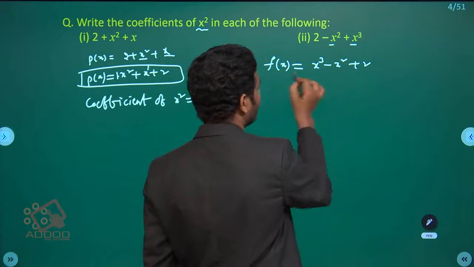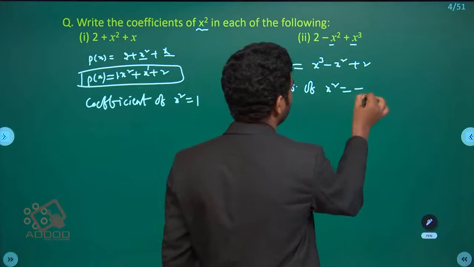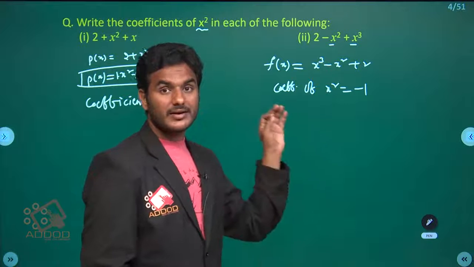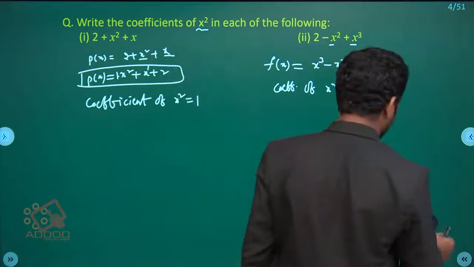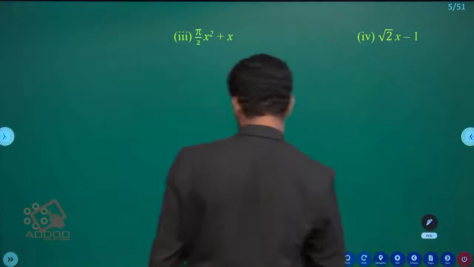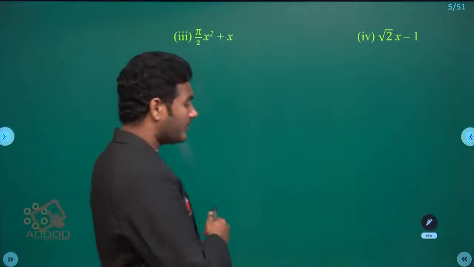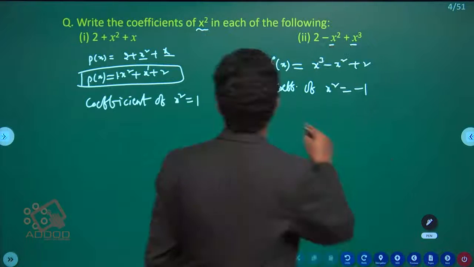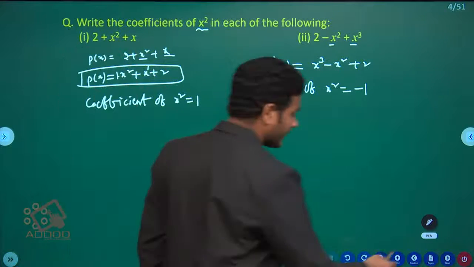So here the coefficient of x square is equal to what? Minus 1. So the minus 1. Whenever we are having the negative sign, that negative sign also we have to consider to write the coefficient. In the same manner, here the coefficient of x square, what is the coefficient of x square? In this question, actually we have to write the coefficient of x square only. The question is write the coefficient of x square in each of the following, right?